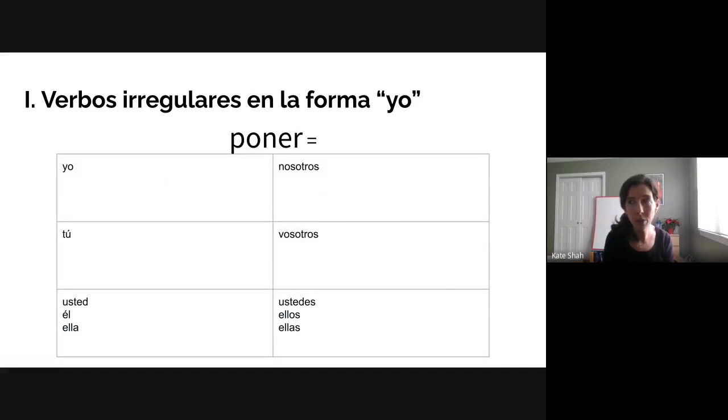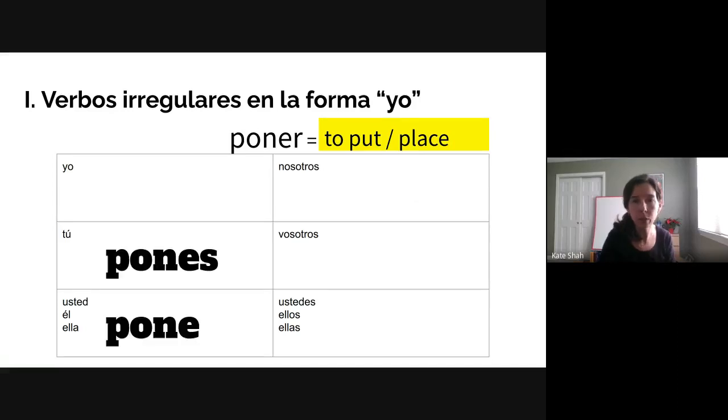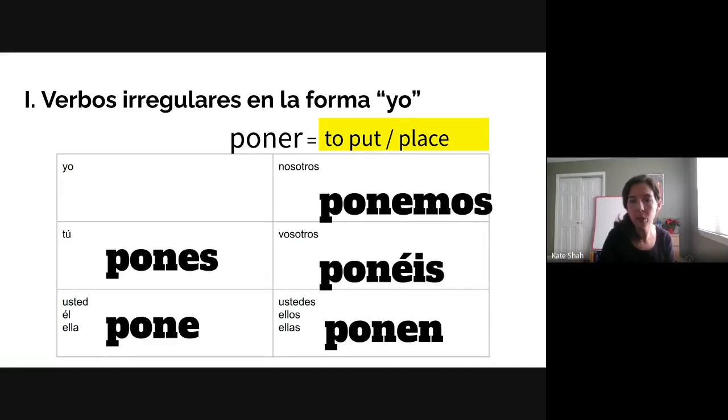This is not in your vocab list, but I would like for you to make a note next to hacer that poner is the same way. Poner is a verb that can come in handy in this unit talking about your bedroom because it means to put or to place. So you can put your books on the shelves, you can put your pillow on the bed, and poner works just like hacer. So pones, pone, ponemos, ponéis, ponen, and the yo form is pongo. Again, pause this if you need to just make a little note in your vocab list next to hacer.